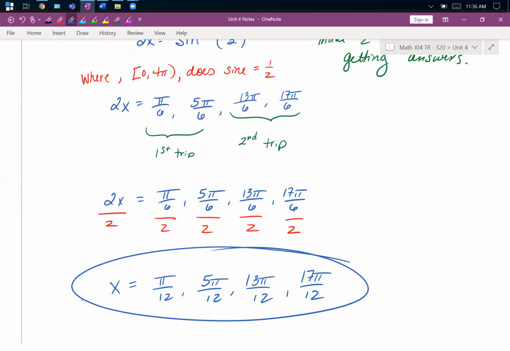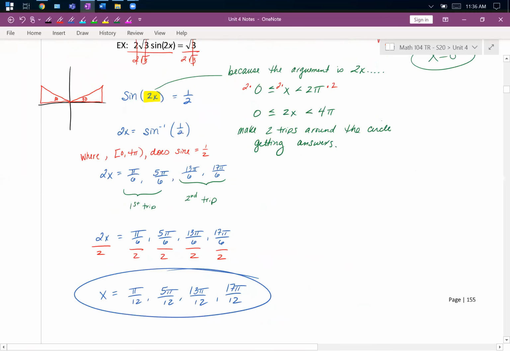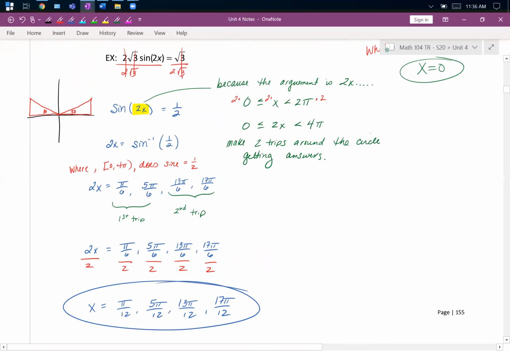You will definitely be seeing one like that on the Unit 4 exam. Again, not what we're going to see on Tuesday. It'll be the one after that, but that would be when I would start.